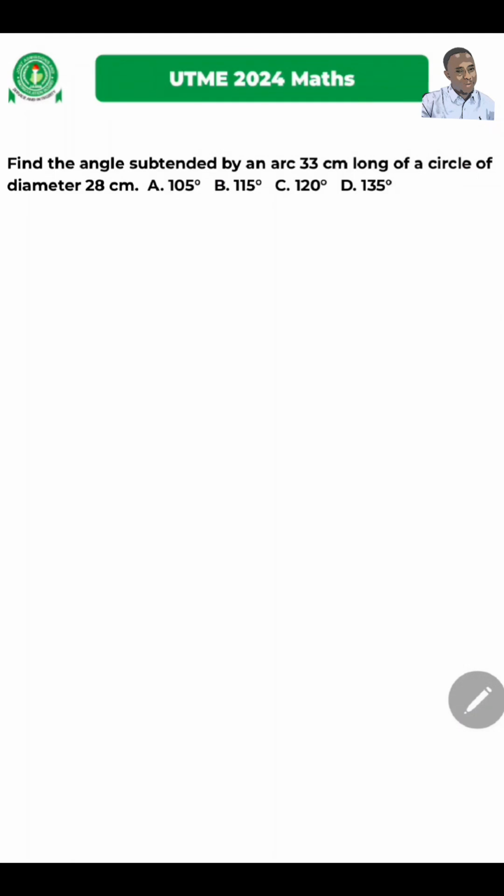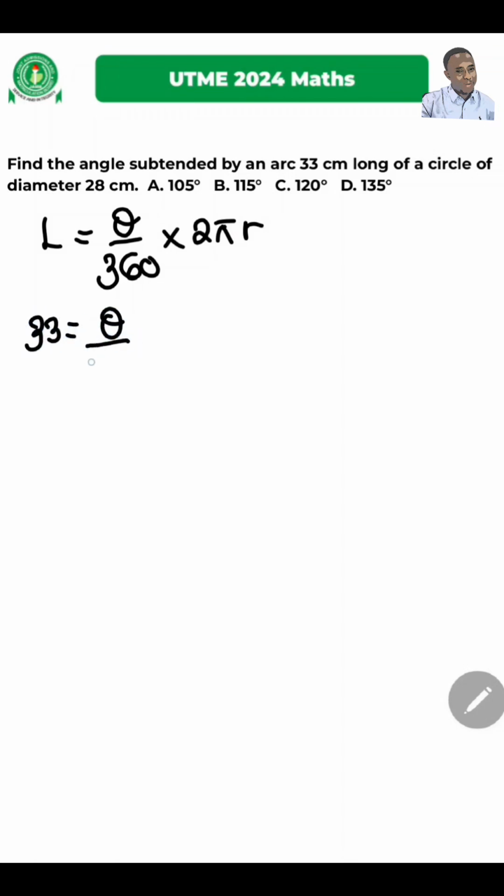Find the angle subtended by an arc 33 centimeters long of a circle of diameter 28 centimeters. To do this, just simply remember the formula for length of an arc. L equals theta over 360 times 2 pi r. So the length in this case is 33. The angle is what we're looking for, so theta over 360 times 2, of course, it's the number, times 22 over 7 times the radius, which is half of the diameter, which is 14. 28 over 2 is 14.